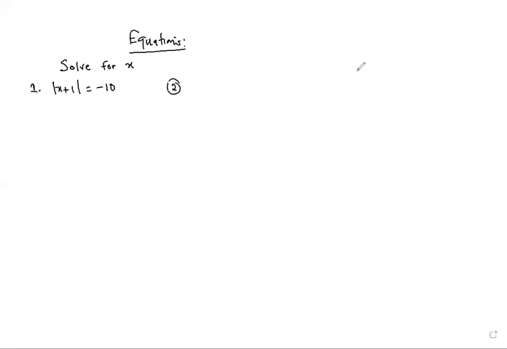2. Negative modulus of 3x minus 7 is equal to the square root of 3 plus 3x plus 1.